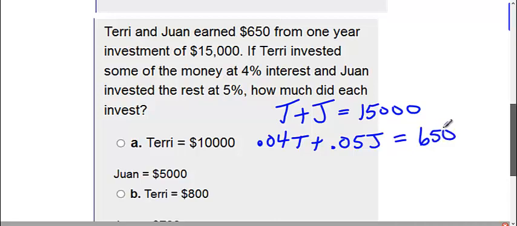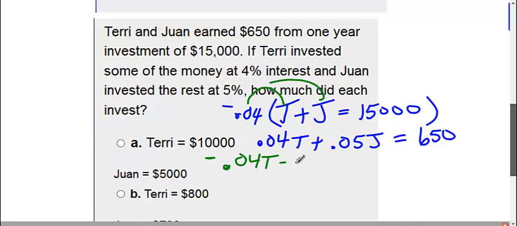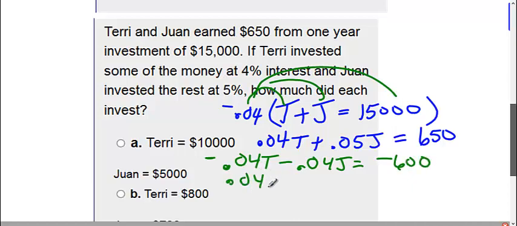All right, so again, I need to either solve by substitution or elimination. I'm just going to use elimination because, again, I like that the most. Here we have 0.04, so I want this one to be negative 0.04. So I'm going to distribute negative 0.04 to everything. Negative 0.04 times t, negative 0.04t. Negative 0.04 times j, negative 0.04j. And negative 0.04 times 15,000, I get negative 600. I'm going to rewrite the bottom one just the way it is, because I didn't have to do anything to that one.